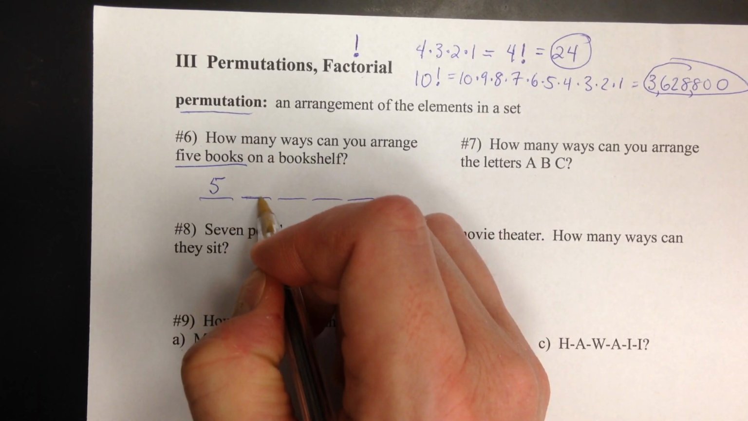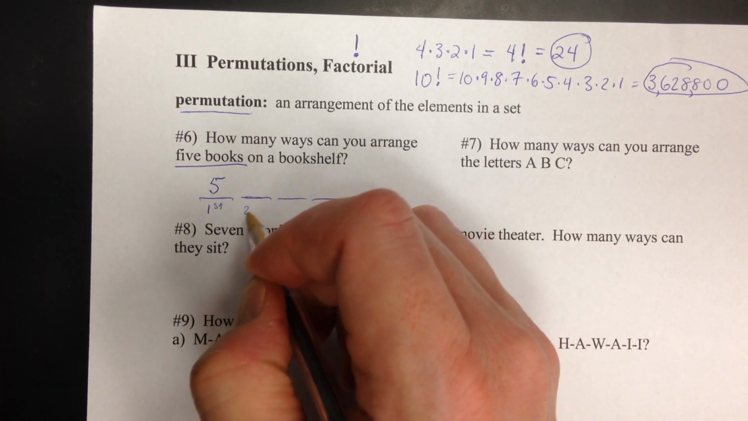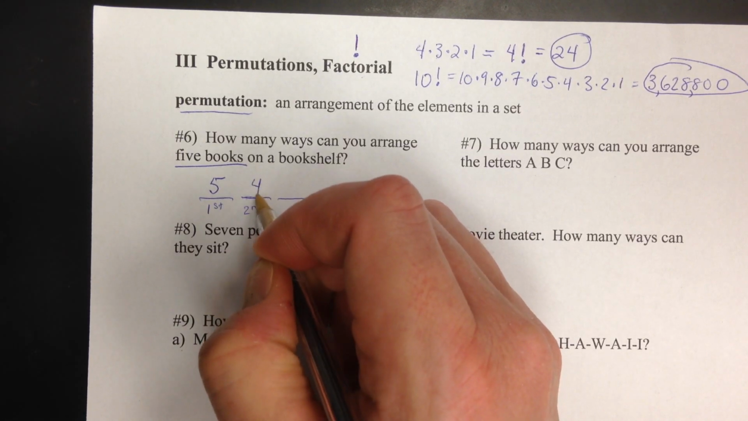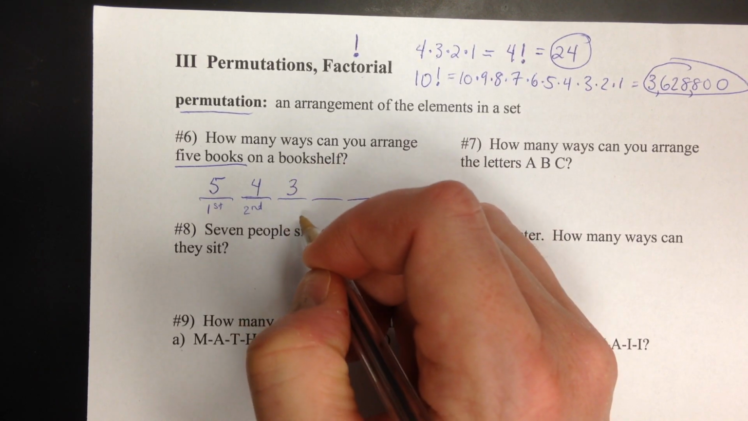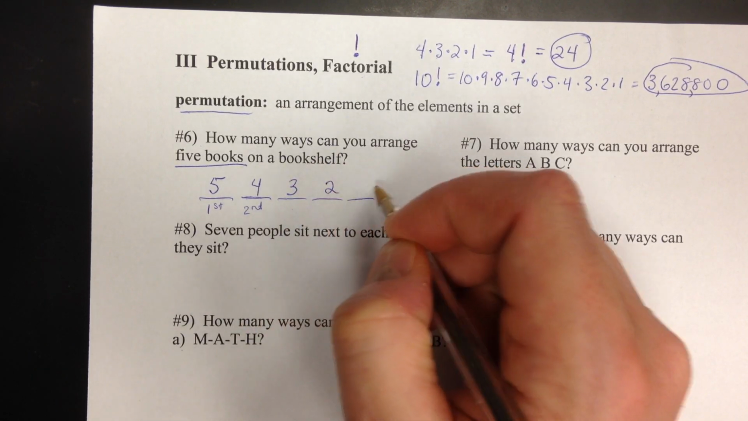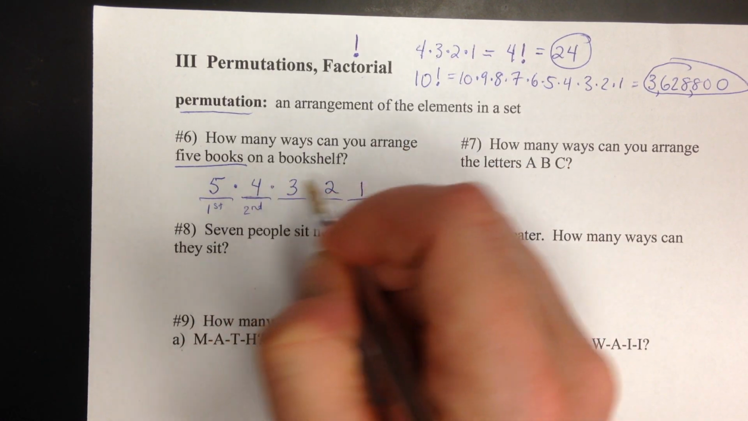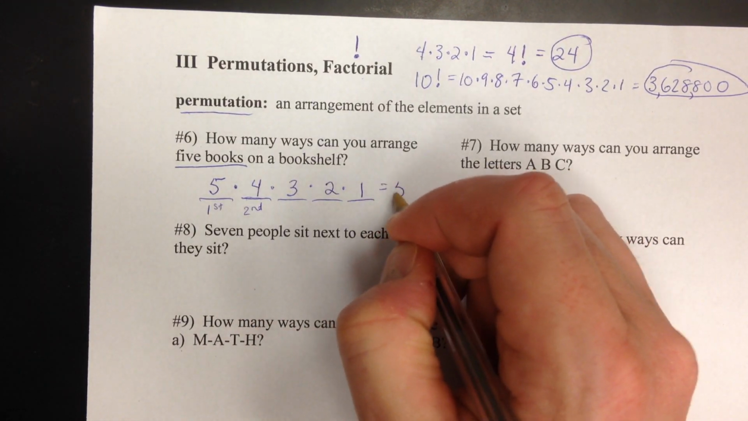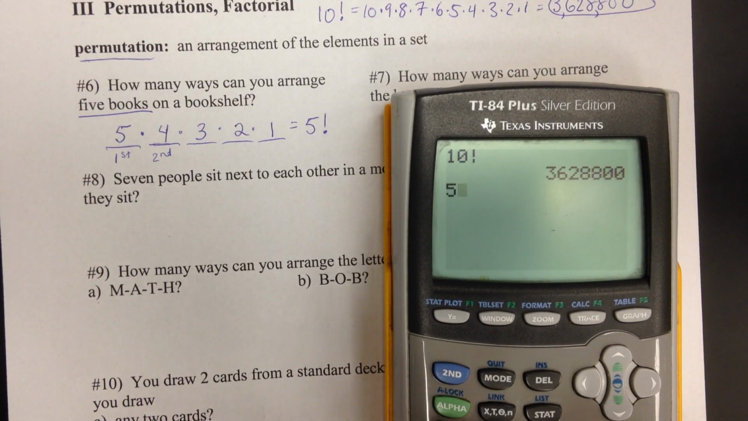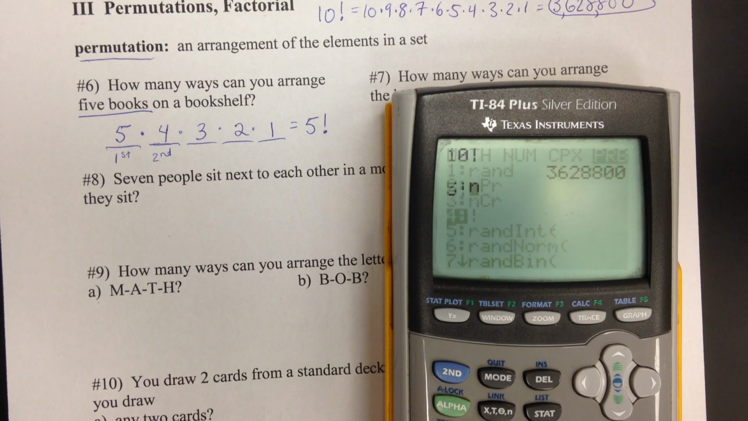You can't use the same book twice on a bookshelf. So when I go to put the second book on there, so here's the first book, 5 ways to do it, so I pick one of them. When I go for the second book, there are only 4 books left. So I pick one, then there are only 3 books left for the third book, and then 2, and then 1. Now the counting principle says I have to multiply all of these together. An easier way to write this is 5 factorial, and if we type that on the calculator, 5 math, we'll go over to PRB, probability, number 4.